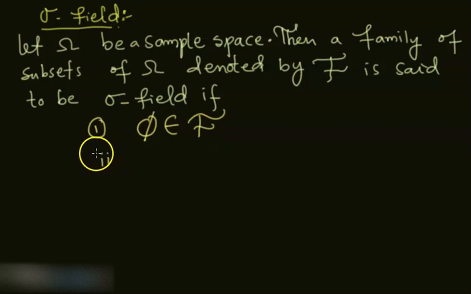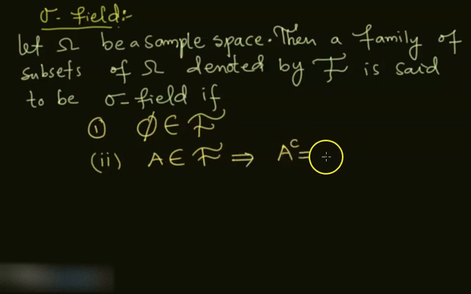Number two, if A is in this calligraphic F, then its complement, that is universal minus A or sample space minus A, is also in this calligraphic F.